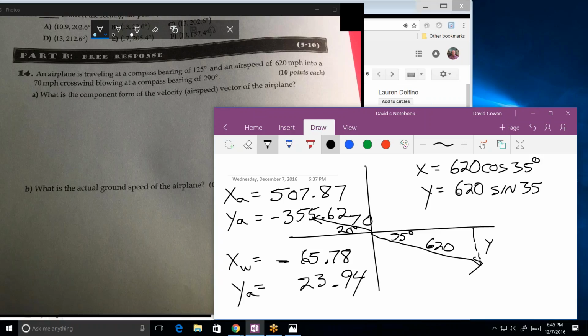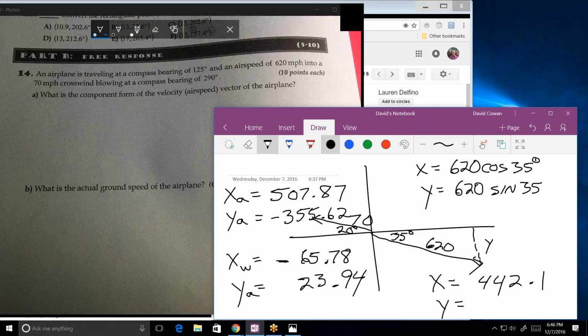In other words, now to combine them, I add the two horizontal components. So what does that give me? Of which one? The two horizontal components are the horizontal component of the airplane and the horizontal component of the wind. Okay. So I add those, and then you get the horizontal component. What is it? It is 442.1.